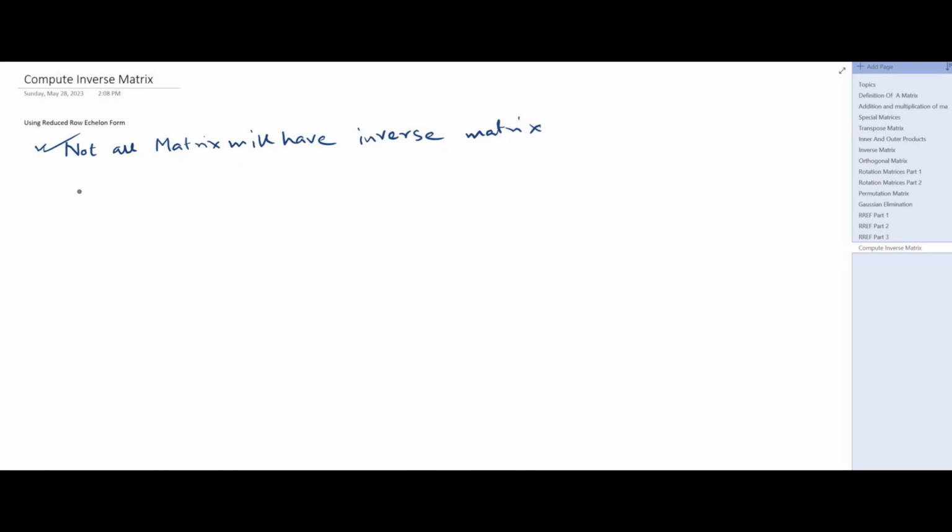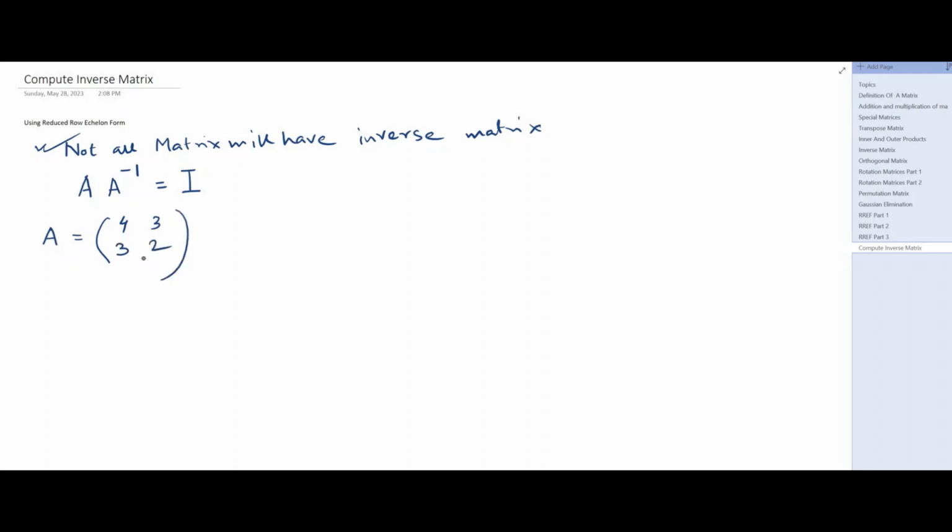Then another important rule: if the matrix has an inverse matrix, then the product of the matrix and its inverse should be an identity matrix. And another thing, this matrix has to be a square matrix. First let me show you one example with a 2 by 2 matrix, and then I will show you an example with a 3 by 3 matrix. Let's consider we have a matrix.